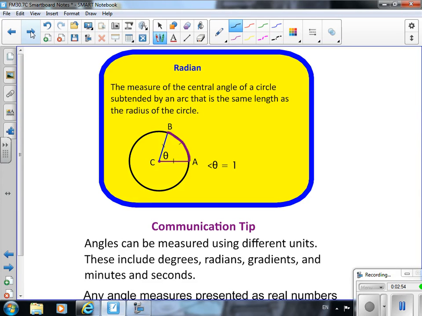In this outcome, you'll also see something called radian measure. It's the measure of the central angle of a circle subtended by an arc that is the same length as the radius of the circle. So if we have this angle theta, the arc that subtends that central angle goes from A to B, and that distance is the same as the radius. You can see by these lines. Okay, so that angle, theta, equals 1.